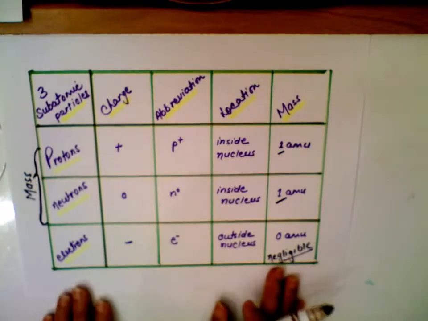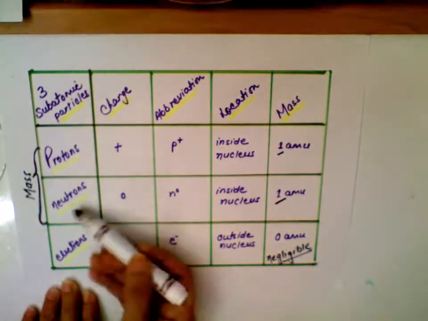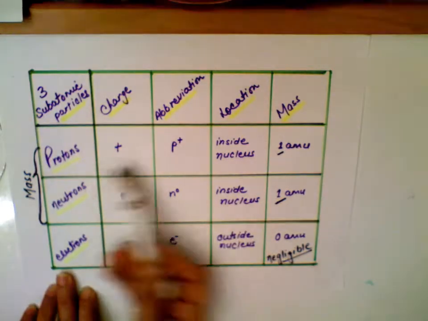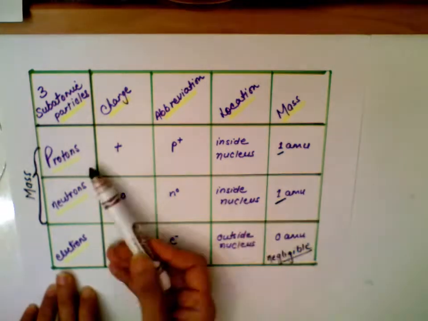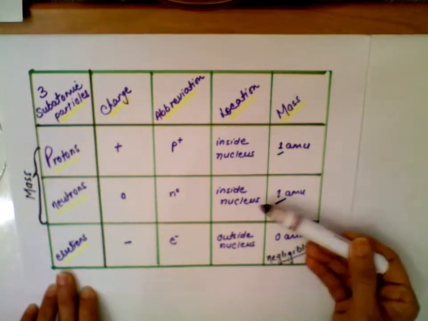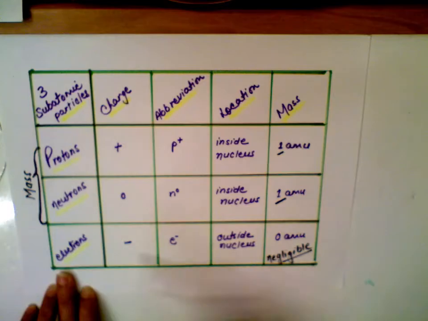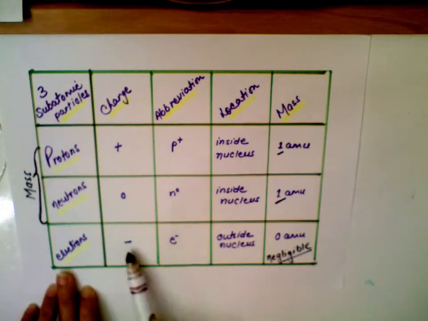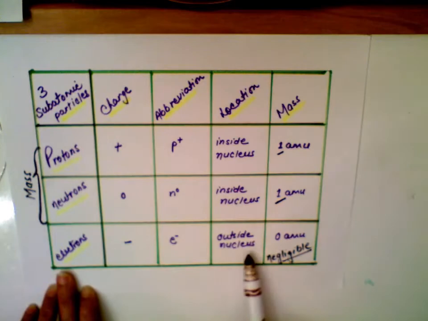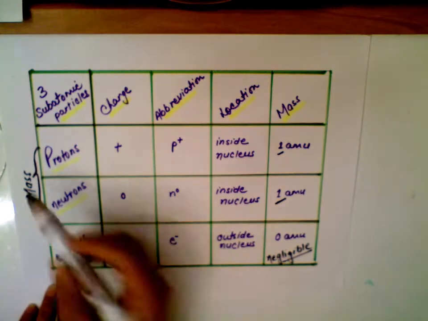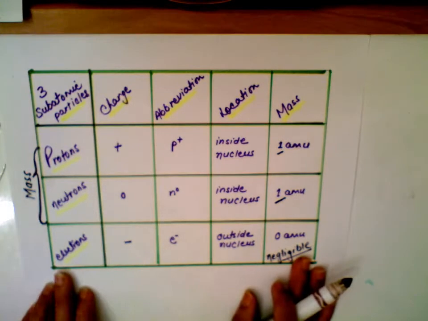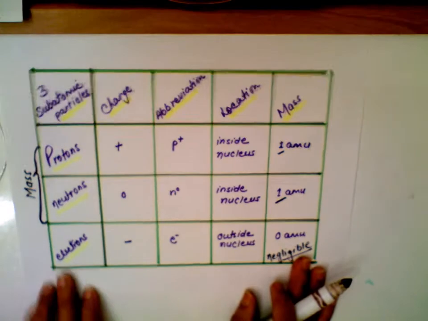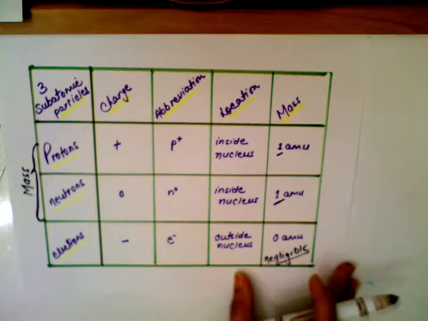Here are the three subatomic particles of an atom: protons, neutrons, and electrons. The charge on a proton is positive, abbreviation P plus. Location: protons and neutrons both are located inside the nucleus. Their mass is 1 AMU. Neutrons have no charge. Electrons are negatively charged, and they are located outside the nucleus. When we talk about the mass number, we do not include electrons just because they have negligible mass. Okay, just wanted to go over that.